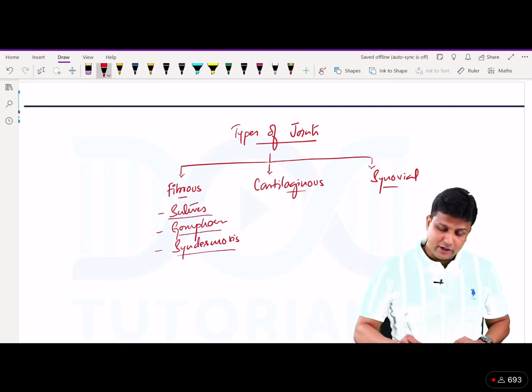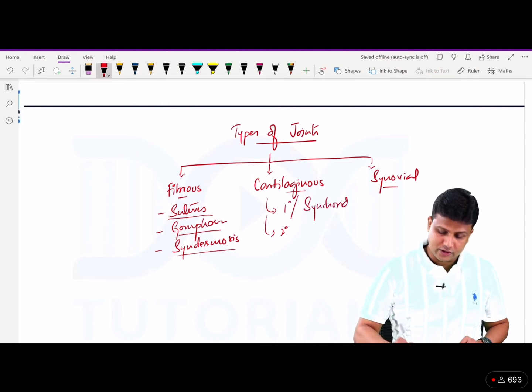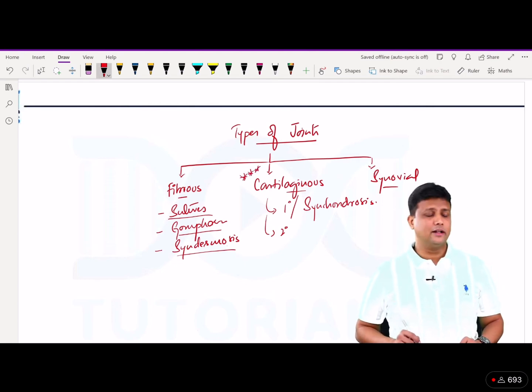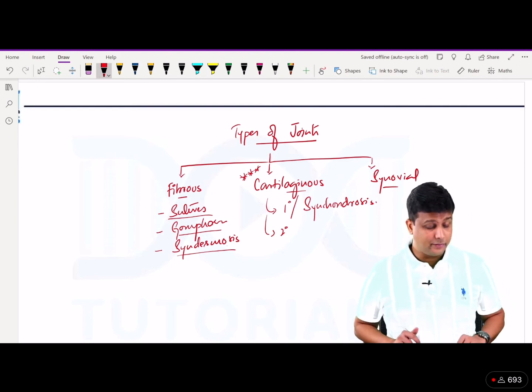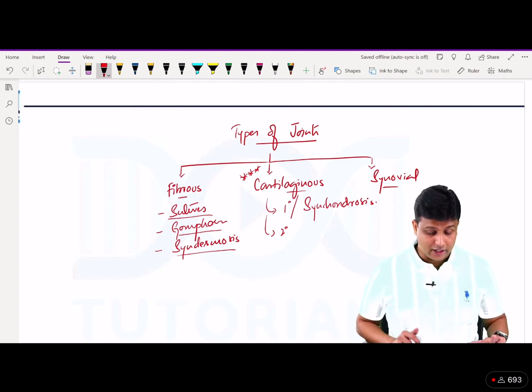And the cartilaginous joints are again divided into 2 categories. One is the primary, another one is the secondary cartilaginous joint. First, remember the other name of this one. The primary is also known as synchondrosis. And this is extremely important nowadays, guys, the cartilaginous joint. Why? Because they are asking many questions, almost every time they're repeating in the exam about the cartilaginous joint.